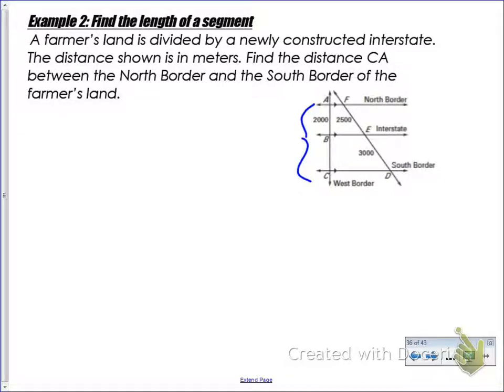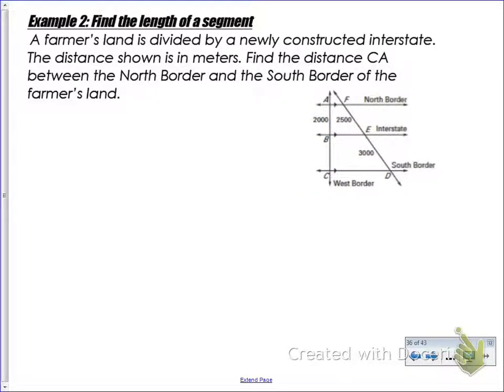What I'm missing right now, we're given AB as 2,000. We're given FE as 2,500. We're given ED right there as 3,000. I'm missing BC, this spot right here. Once I can find that, then I can find the length from C all the way to A.